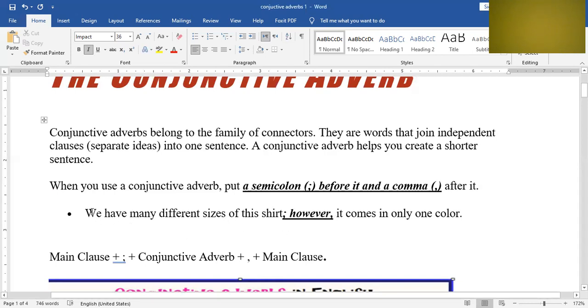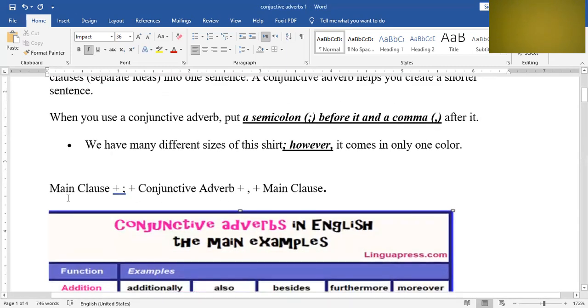And you see, the first idea, we have many different sizes of this shirt. Okay, meaningful sentence. It comes only in one color. Okay, another different idea. But I join these two ideas using the conjunctive adverb, however. This is the form of conjunctive adverbs.